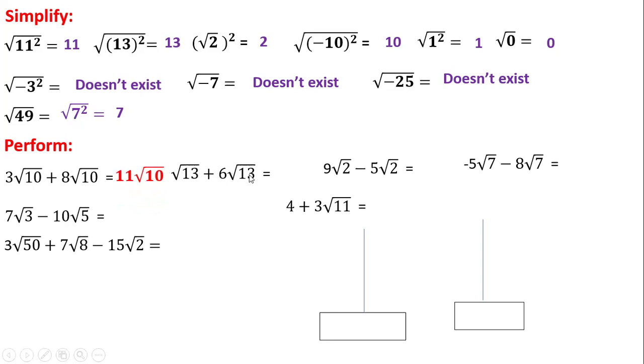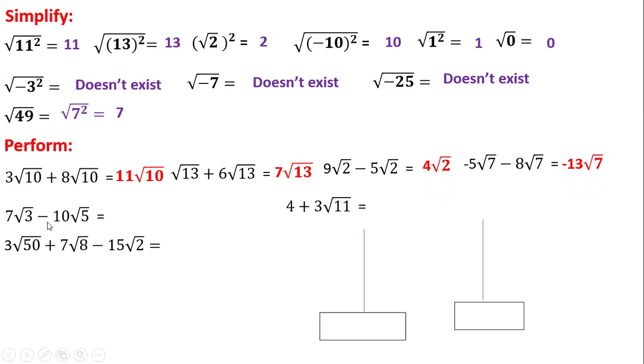Radical 13 plus 6 radical 13, they are similar. Here we have no coefficient, so it is 1. 1 plus 6 is 7, so it's 7 radical 13. 9 radical 2 minus 5 radical 2, since they are similar radicals, 9 minus 5 is 4 and we keep radical 2 as it is. Minus 5 radical 7 minus 8 radical 7, they are similar. Minus 5 minus 8, the coefficient is minus 13 and we keep radical 7 as it is.